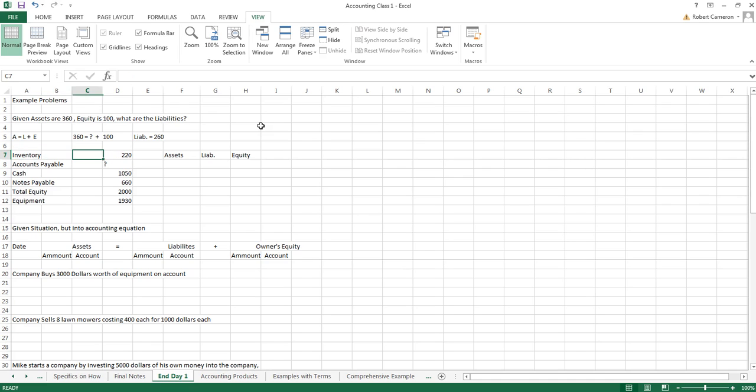So, given inventory is 220 and unknown accounts payable, cash, and so on. What I recommend for tackling these problems is to first sort all of these accounts into this equation, assets equal liabilities plus equity. So first, what is inventory? Well, inventory is an asset. Accounts payable, that's an unknown. Accounts payable is a liability. So we don't know what that liability is.